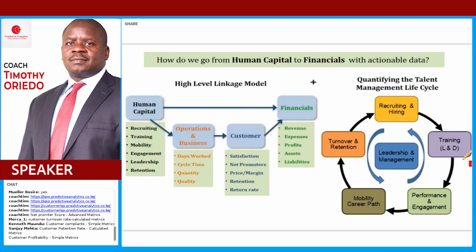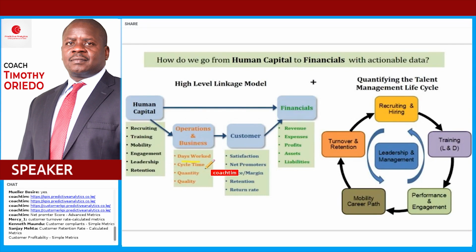So this is how it works. After looking at the key imperatives within your department, the human capital is concerned about recruiting, training, mobility, moving staff from one department to the other, engagement of the employees, leadership, and then retention. Okay, so the human capital delivers into operations and business. Under operations and business, these are the types of data that you'll be measuring.